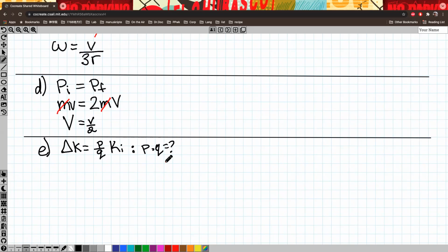Well, we could... I'm a bit confused on how to start with this one. How do you usually write the change in kinetic energy? Well, it would be final minus initial, right? Yeah.